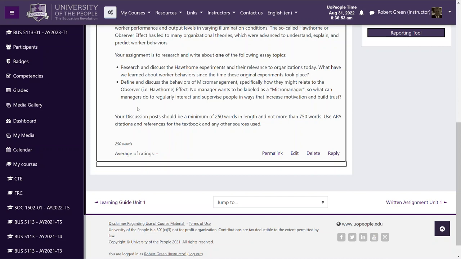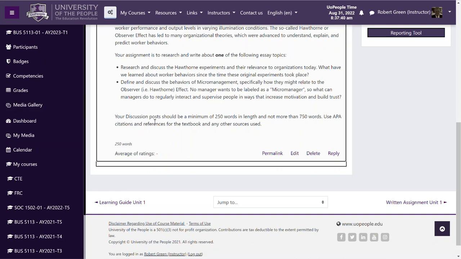Or what is the literature saying regarding the first question? Have we learned anything about worker behavior since the time that the Hawthorne studies were done? If so, what? So all of that needs to be researched and discussed in light of the topic, which is the Hawthorne experiments. So you need to frame your research around, first of all, understanding what were the Hawthorne experiments and what did they conclude, and then what have we learned since then, and what is the literature saying about what we've learned, and we need to research that.